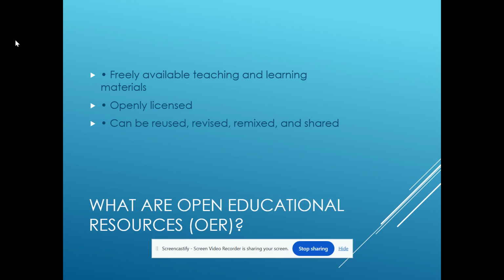Because they are openly licensed, most often through Creative Commons, educators are allowed to modify them to better fit their students' needs. A helpful way to understand OER is through the 5 R's: retain, reuse, revise, remix, and redistribute. These permissions give educators flexibility that simply isn't possible with traditional copyrighted materials.